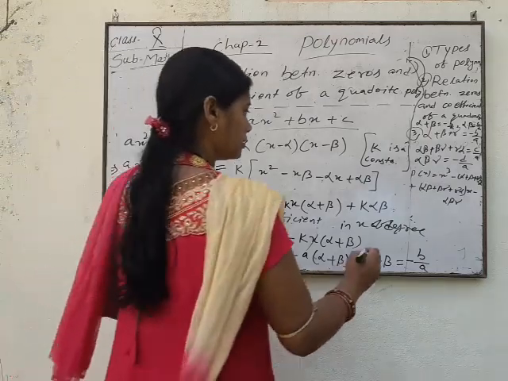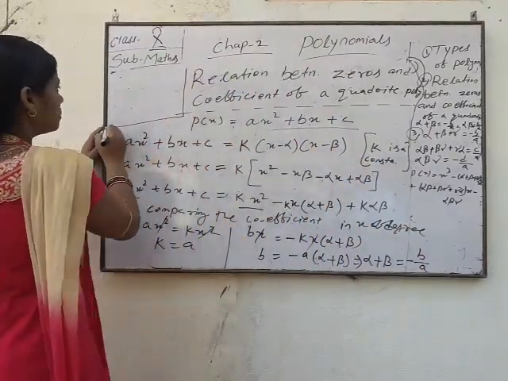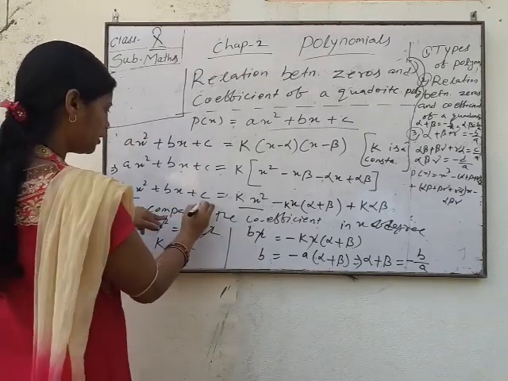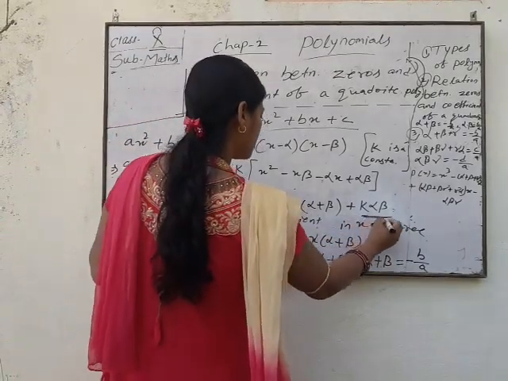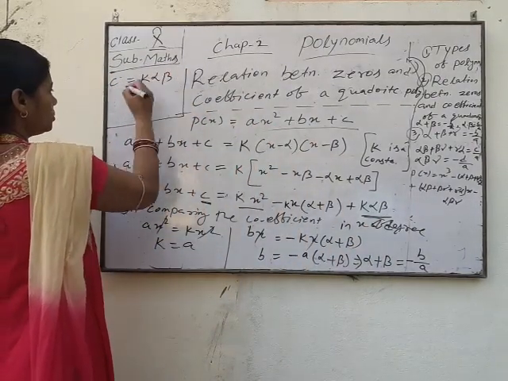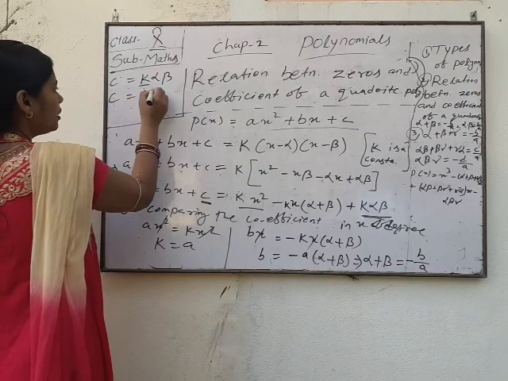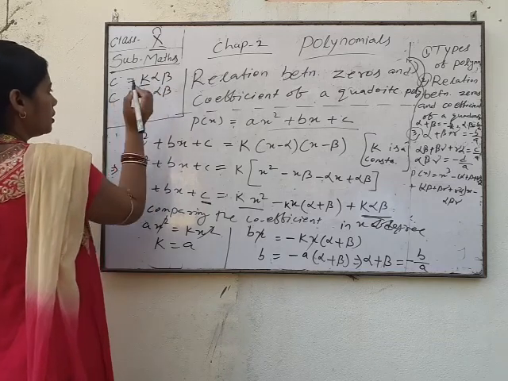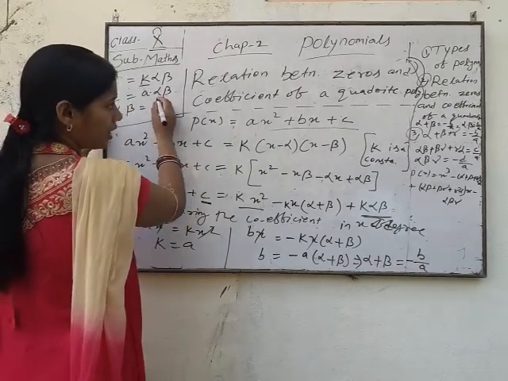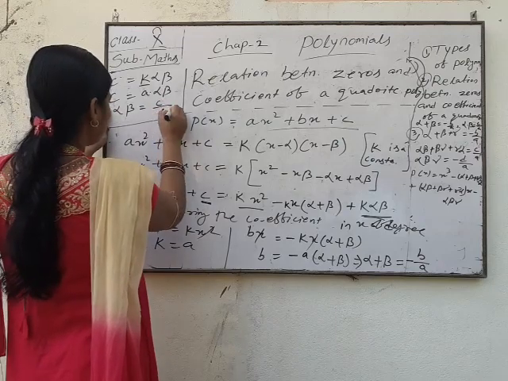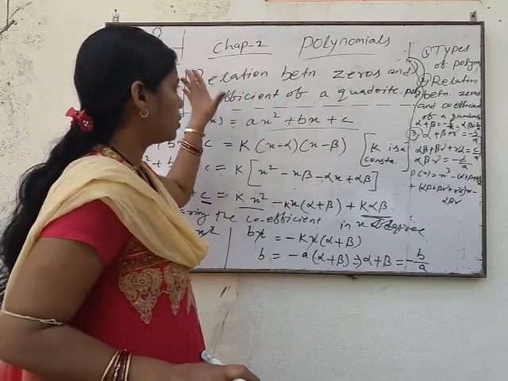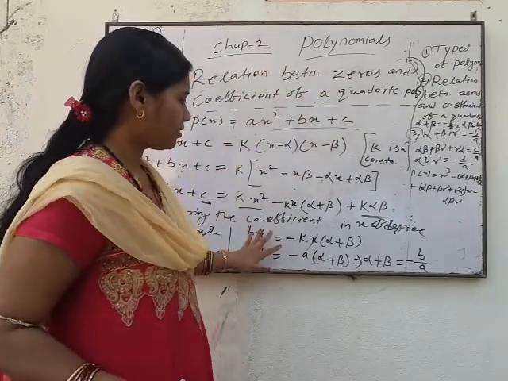And one is left here, that is the third term. Your c is equal to k alpha into beta. The value of k is a, and alpha into beta is equal to c by a. This is the relation between the zeros and coefficients of your quadratic polynomial.